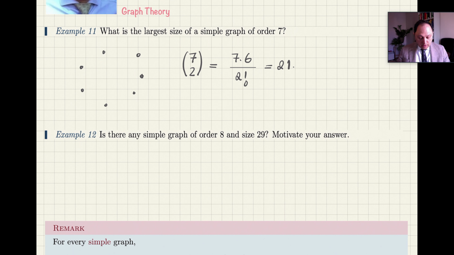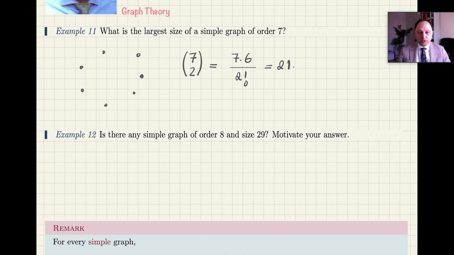Number 12. Is there any simple graph of order 8 and size 29? Motivate your answer. No, there isn't. Why? Because if we use the same method as in example 11 to find the largest possible size for a graph with order 8, it becomes 28.